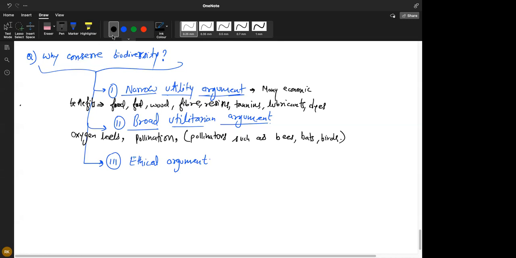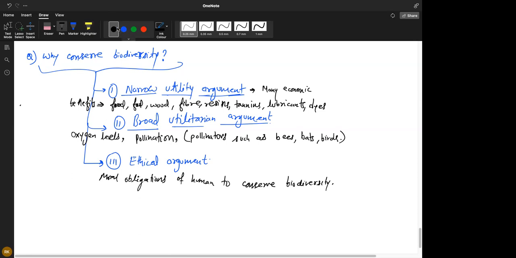So is the ethical argument understood? It talks about the moral obligations of humans to conserve biodiversity. Okay. Make sense, people?